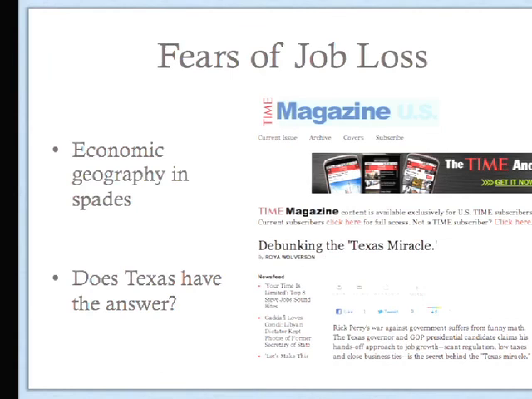Did Rick Perry do that? Who did it? Does Texas have the answer? Is that not economic geography? Why Texas, my people? Can anybody tell me why Texas was so great? There he goes again, speculating in corn and no.